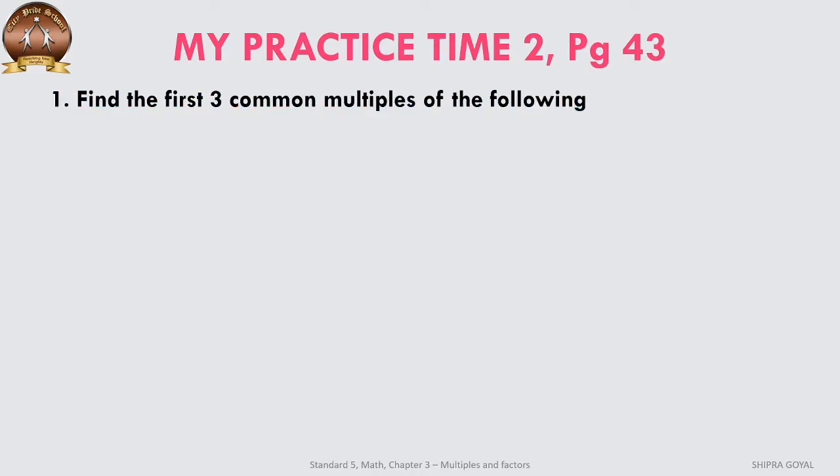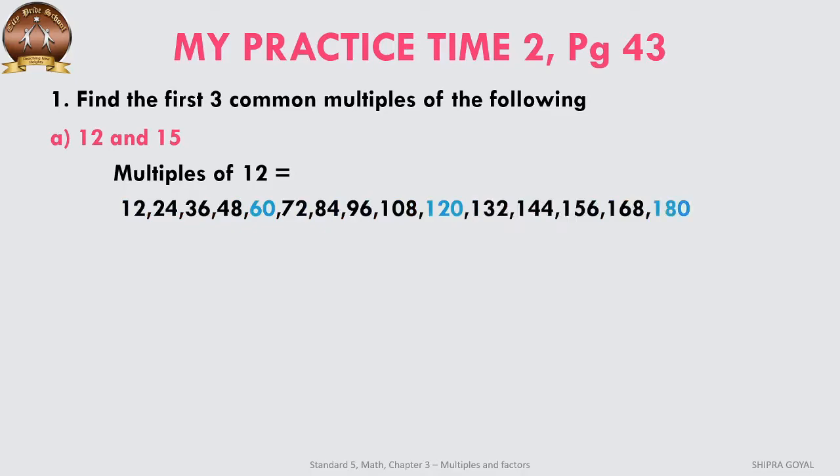Now let us see a question from My Practice Time 2 on page 43. Find the first three common multiples of the following. Now we will come to know what common multiples are. The question is 12 and 15. Let us write the multiples of 12. The multiples of 12 are 12, 24, 36, 48, 60, 72, 84, 96, 108. Now you will say how long are we going to write them. We are going to write maximum or minimum 10 to 15 numbers, and then we will compare. If required, we will write more of them.